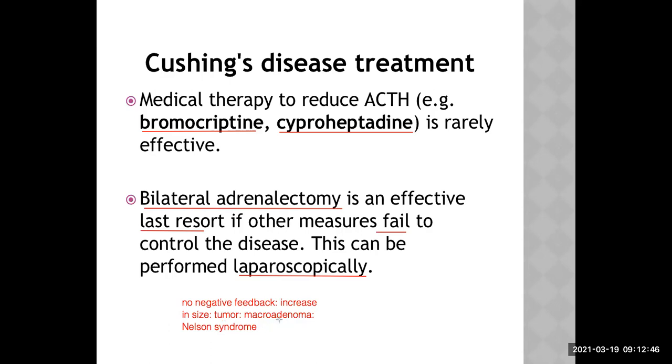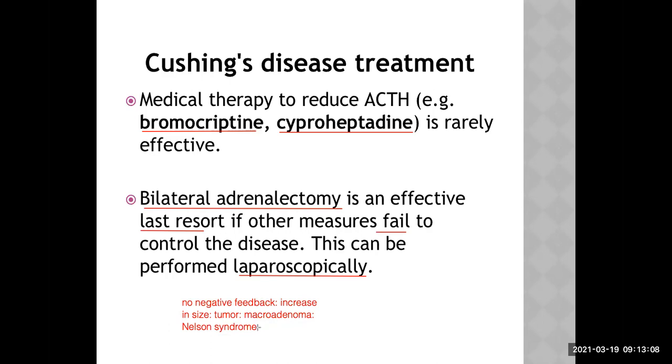Now, let me explain this once again. So what happens here? When we remove both adrenal glands, there is no negative feedback. So ACTH hormone is excessively produced, and over a period of time, those cells which are producing ACTH will increase in size and form a tumor. This is known as Nelson syndrome.